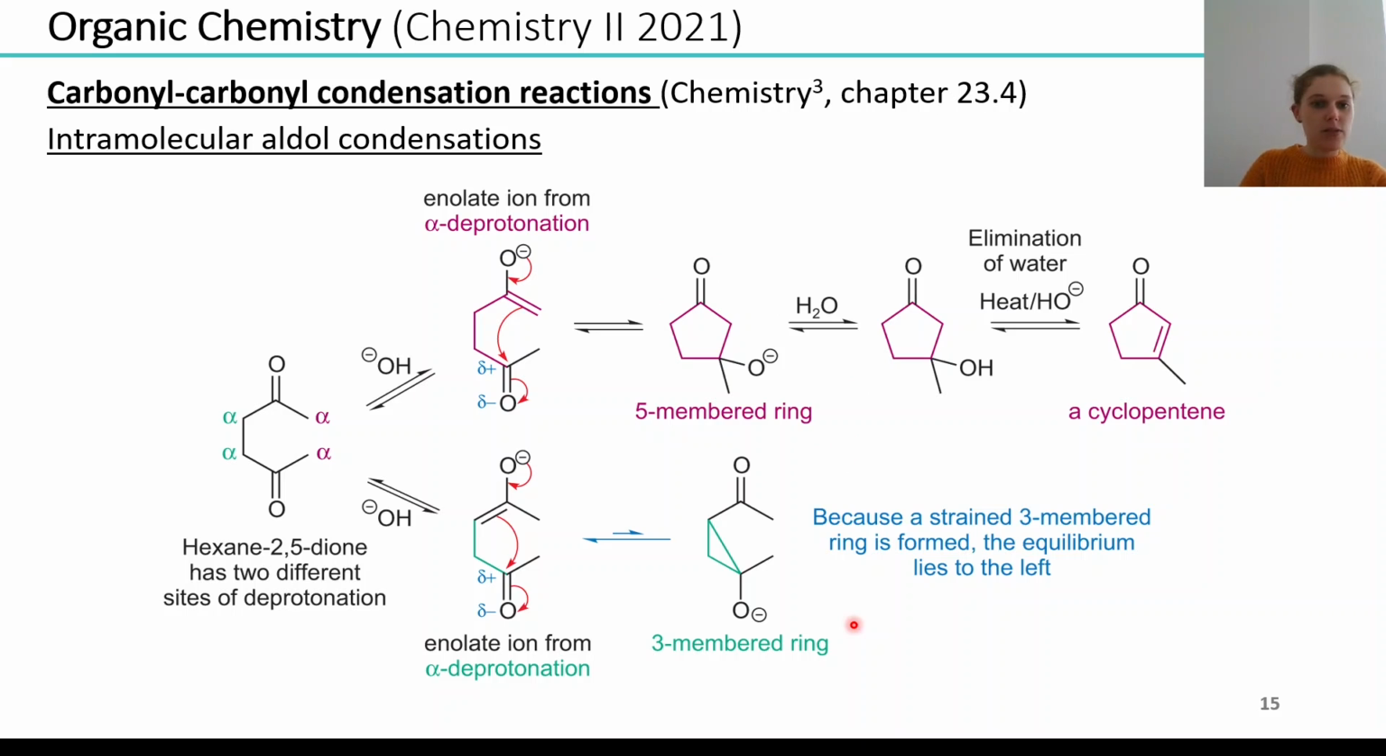And as you already know, a 3-membered ring has a strong strain, and therefore 3-membered rings are not stable. Conversely, here on top, we form a 5-membered ring, which is stable. Then we continue with the intramolecular aldol condensation, and then we end up with a cyclopentene molecule, which is called 3-methylcyclopent-2-en-1-one.